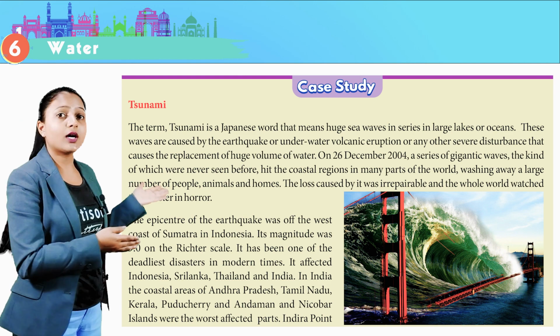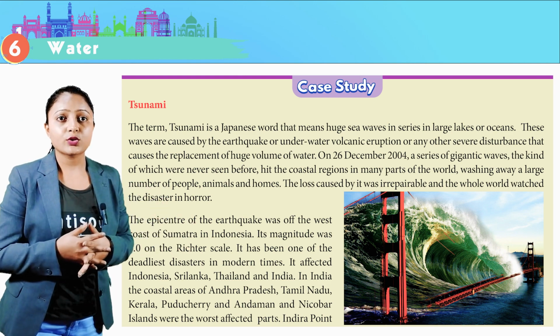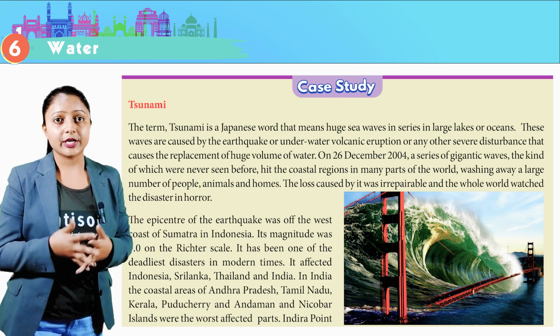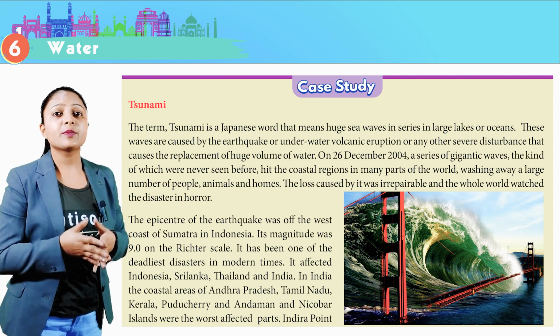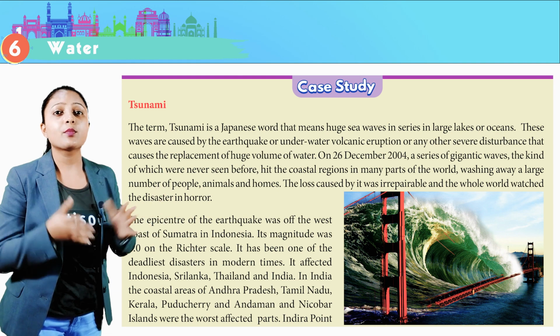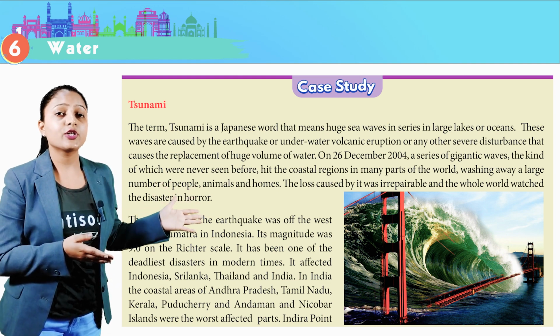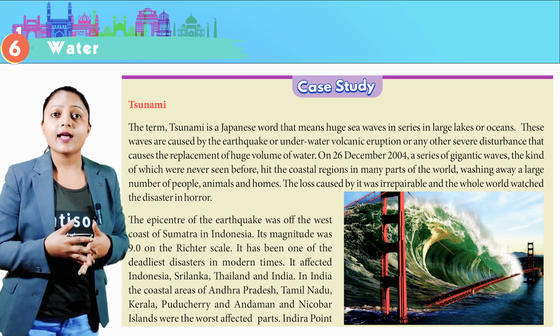The epicenter of the earthquake was off the west coast of Sumatra in Indonesia. Its magnitude was 9 on the Richter scale. It has been one of the deadliest disasters in modern times. It affected Indonesia, Sri Lanka, Thailand, and India.